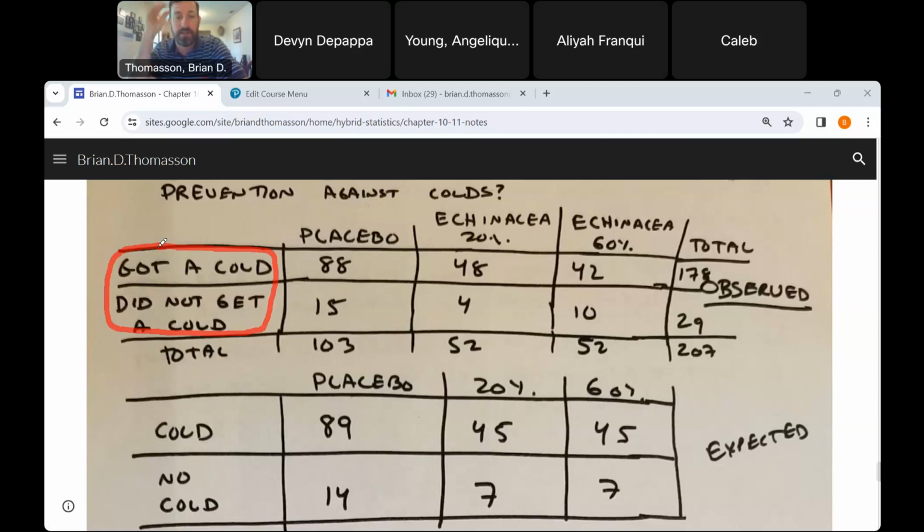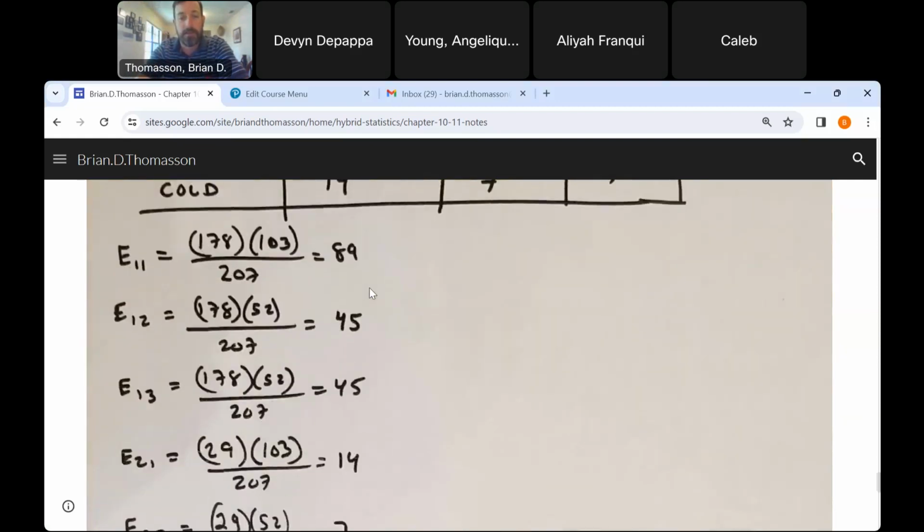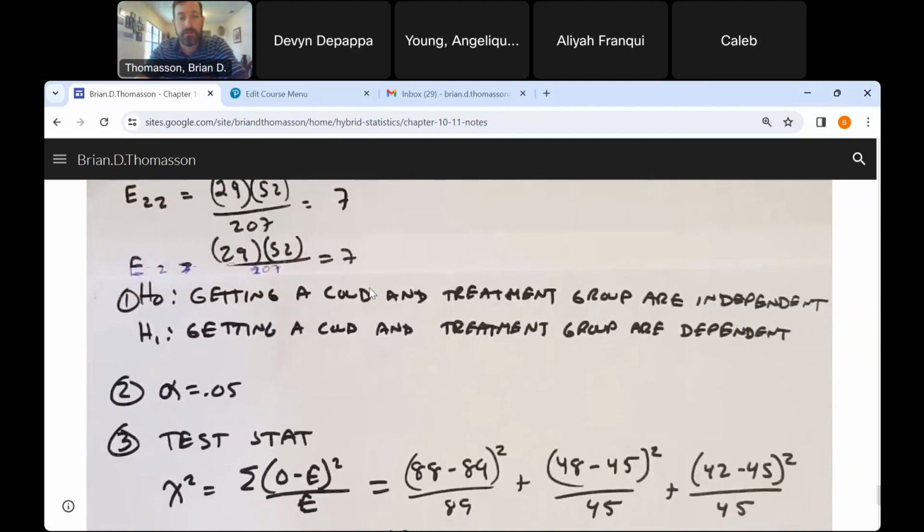Nobody in the actual survey knows what's going on. The only person that does would be an outside independent person that keeps track of each person and whether they got a cold or not, and what drug they're taking. Okay. All right, so let's go through this.